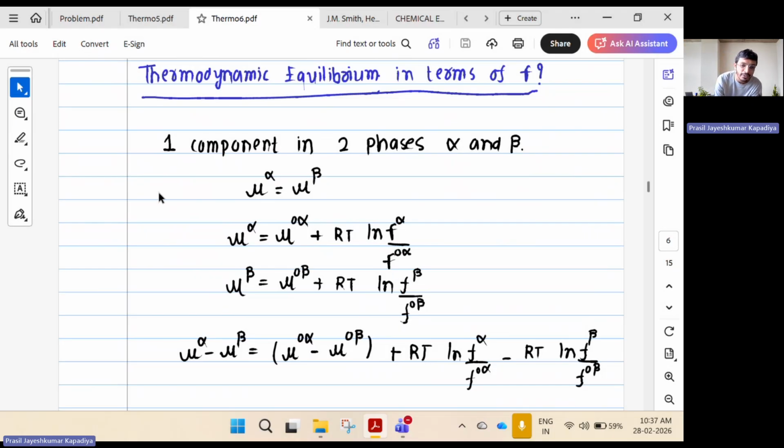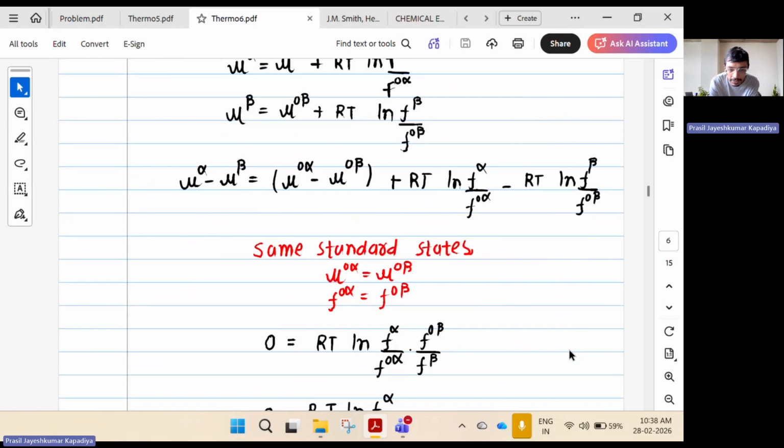Okay, so if I take the difference between these two, what will it be? Mu alpha minus mu beta is equal to mu 0 alpha minus mu 0 beta plus RT ln f alpha by f0 alpha minus RT ln f beta by f0 beta.